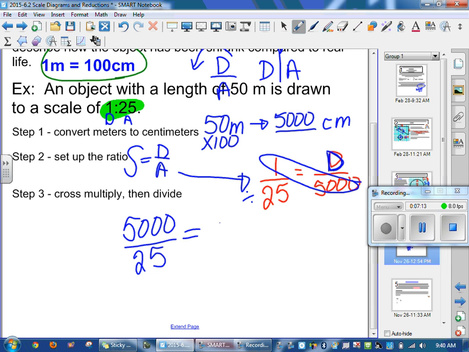So this one gives you exactly 200. So I know on paper my diagram is going to be 200 centimeters long, and that's going to mean that it's 50 meters in real life, according to the scale they gave me, 1 over 25. So that's how that one works. Let's take a look at the next question.